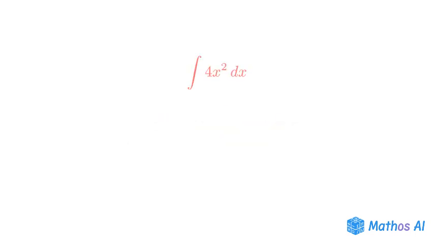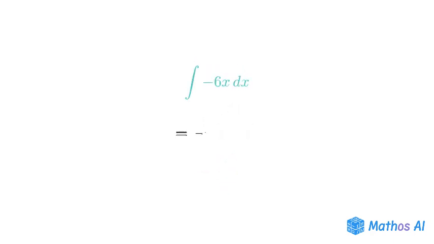Let's tackle the first term, 4x squared. Applying the power rule, we increase the exponent by 1, making it x cubed, and divide by the new exponent, 3. Don't forget to multiply by the original coefficient, 4.